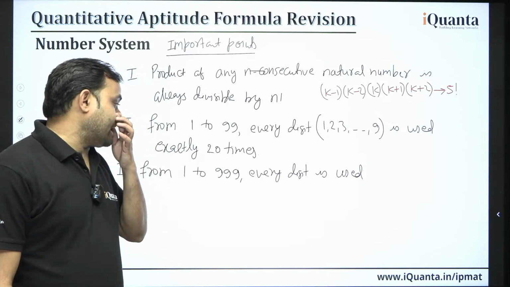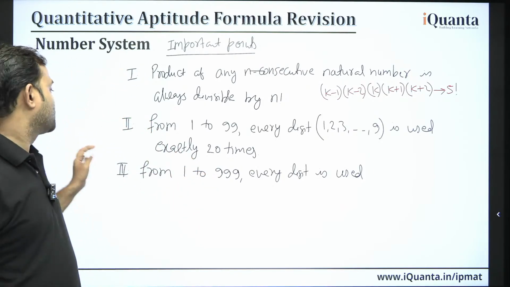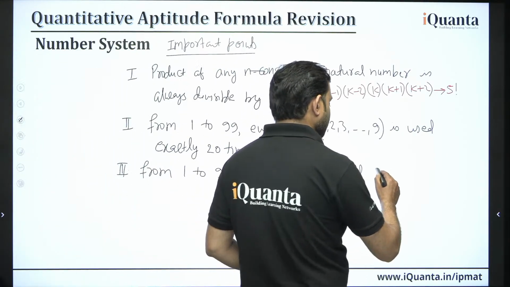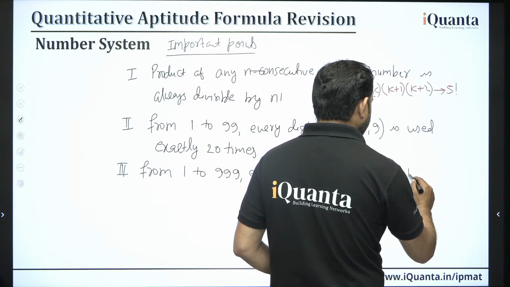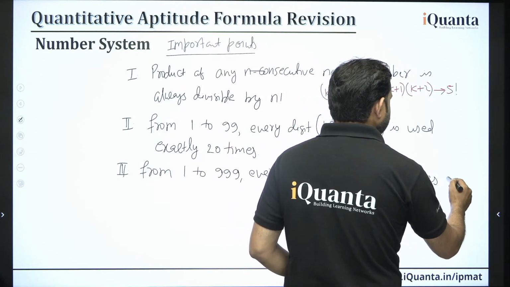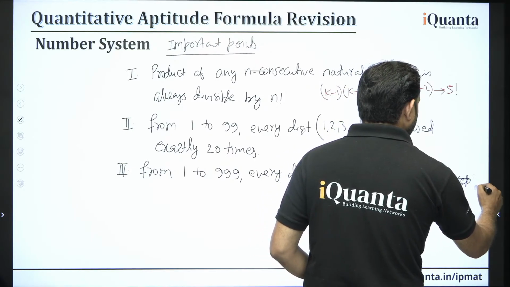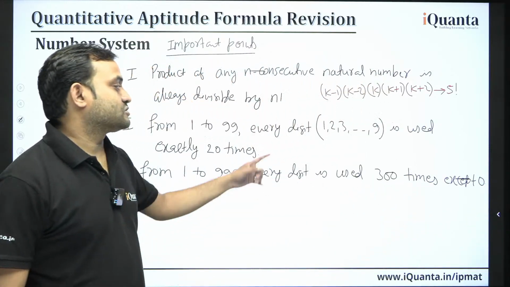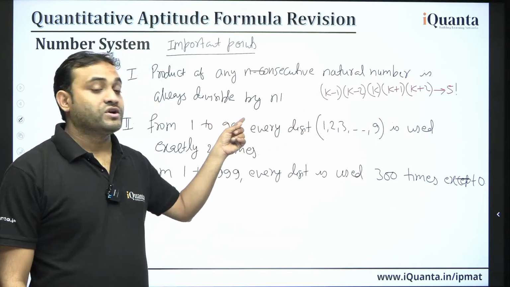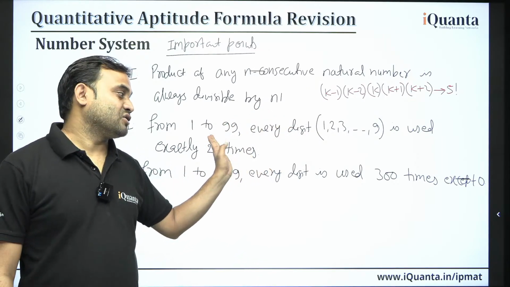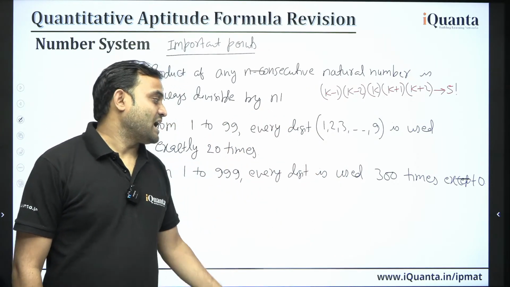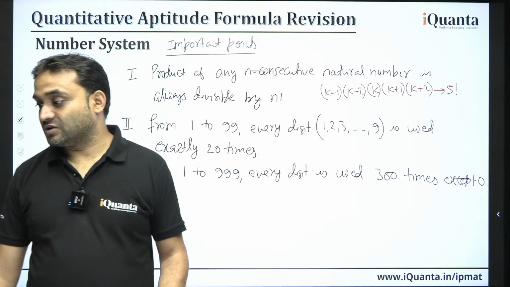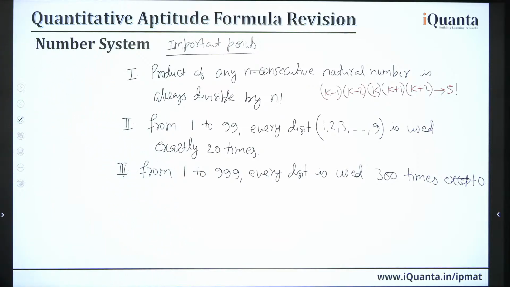Now what is the answer of this question? From 1 to 999 every digit is used how many times? 200. No, that is wrong. 200 is not correct. Every digit is used 300 times except 0. We are not talking about 0 here. 0 is used 9 times here. 10 to 90, 10, 20, 30, 40. In this case, every digit 1, 2, 3, 4, 5, 6, 7, 8, 9 is used 300 times, not 0.